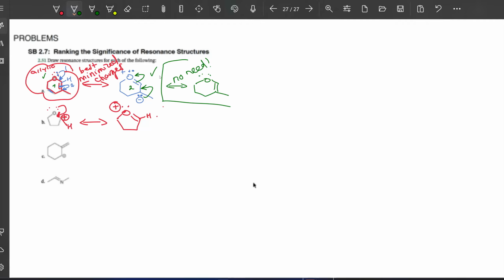How about the octet rule? I hate the octet rule. I always forget it. I'll tell you, in principle, we usually go with the octet rule.